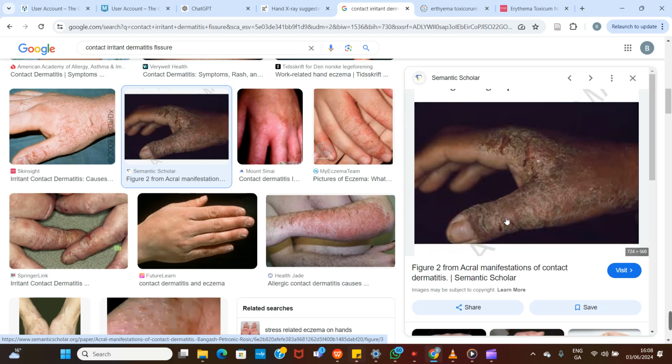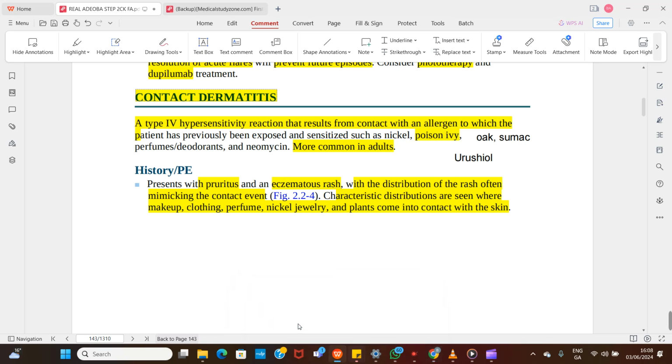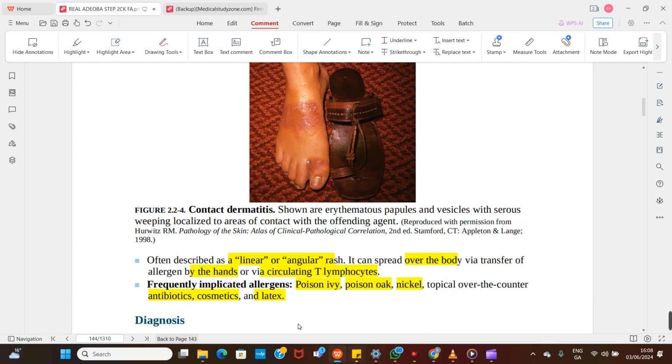You can see that this skin is looking thick, looking dry, it's looking scaly. So this is a lichenified skin. It's suggestive of irritant contact dermatitis that is chronic. That is chronic. So we should not forget about that.